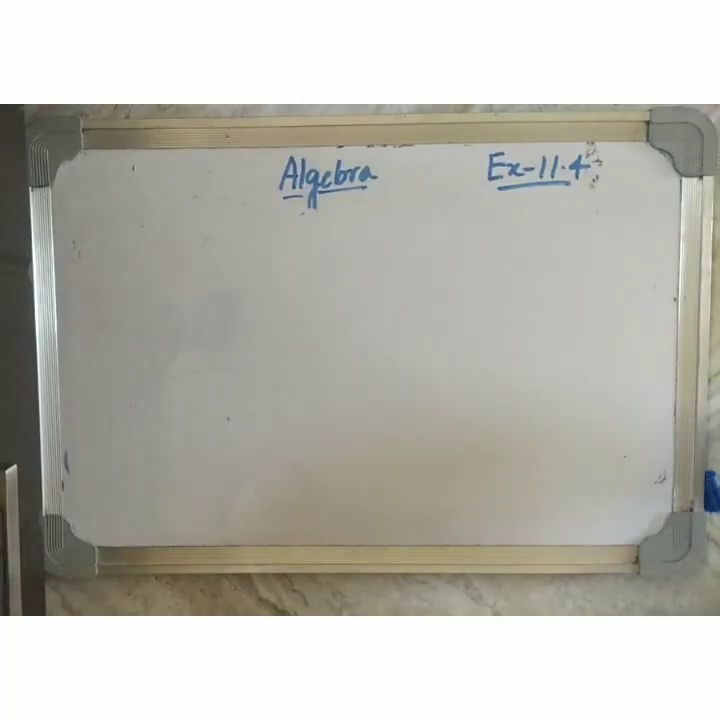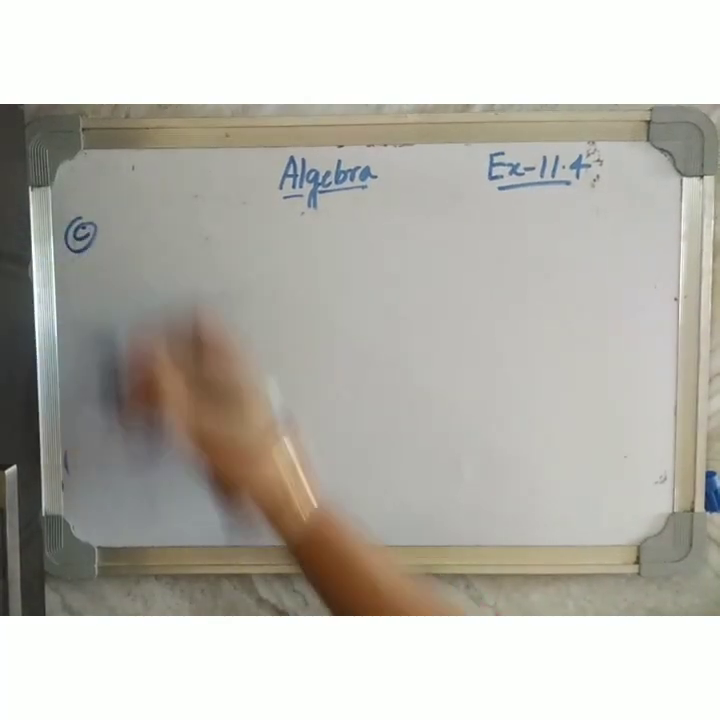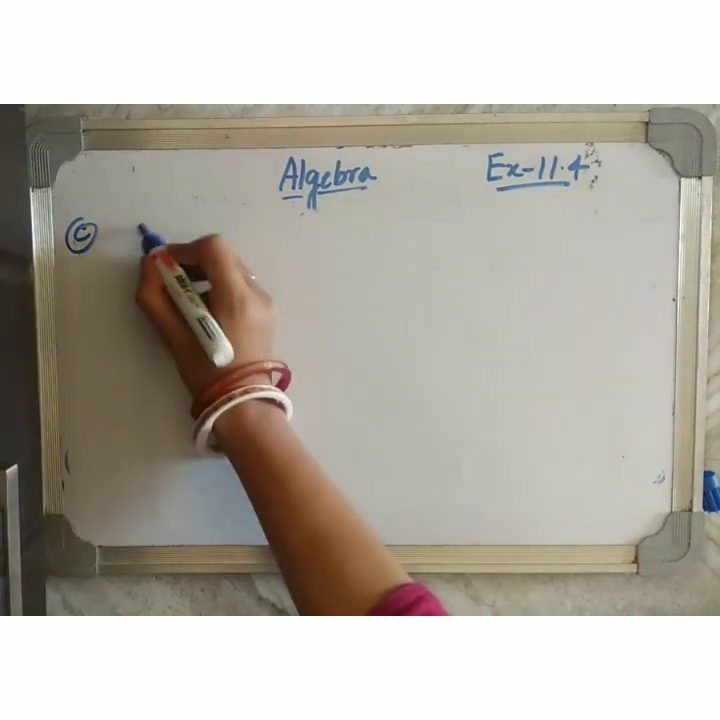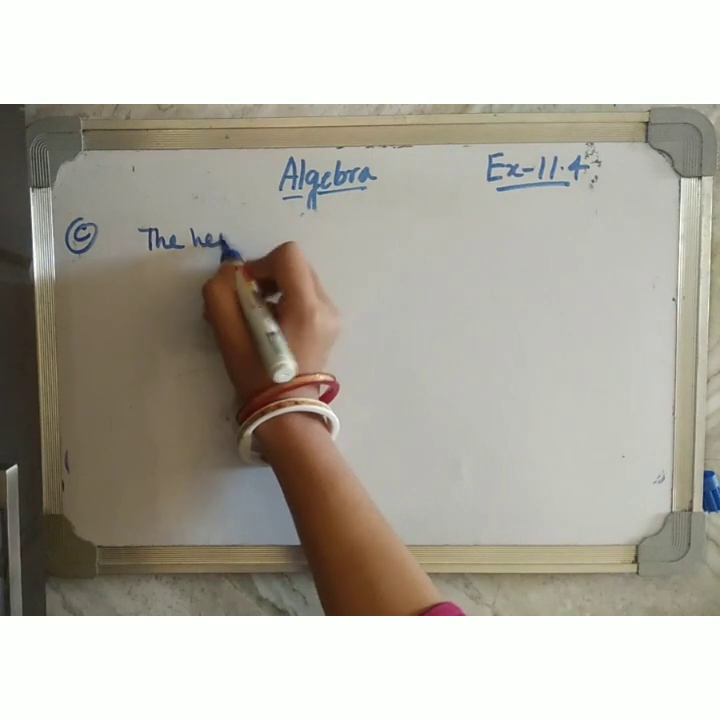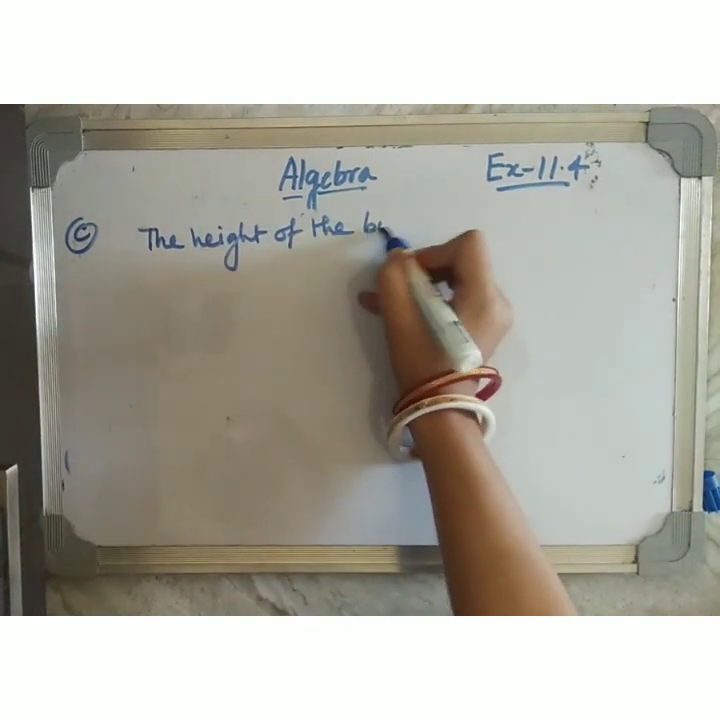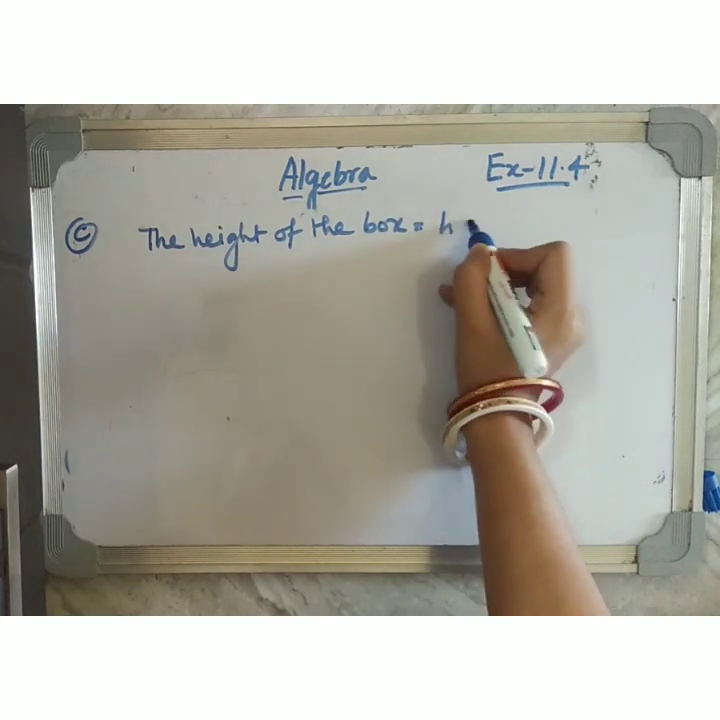In question number C it is written, a rectangular box has height h meter. Its length is 5 times the height and breadth is 10 centimeter less than the length. Express the length and the breadth of the box in terms of height. So the height of the rectangular box is equal to 8 centimeter.